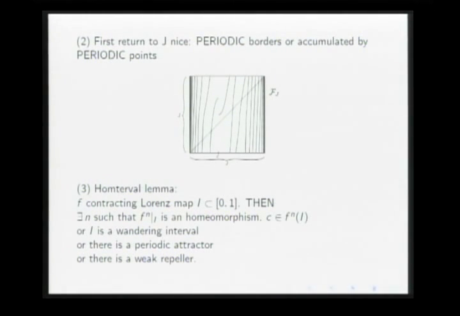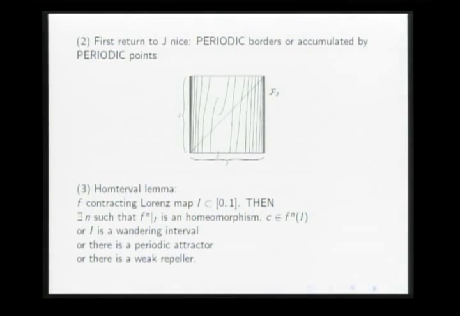The main ingredient in our proofs will be the Hopf-type interval lemma as introduced by Mizurevich, and it says that if you do not have a periodic attractor, if you do not have a weak repeller, and you take an interval and you iterate a lot, it eventually will cover the critical point. Otherwise it will be a wandering interval. So if you say you do not have any wandering interval, when you take an interval and iterate a lot, it has to contain the critical point, okay?